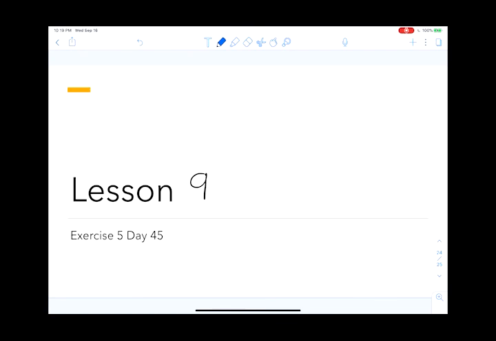Hey everyone, welcome to Lesson 9, Exercise 5, Day 45. Let's pray. Heavenly Father, thank you for this day. Thank you for everything you have done to help these students learn so much about this language and about your word and your will in the process. Help us to continue learning more and more and to love you more and more. And I pray this in your name. Amen.